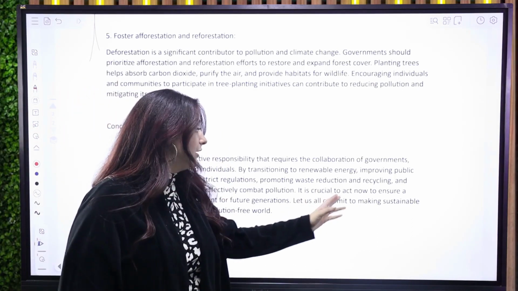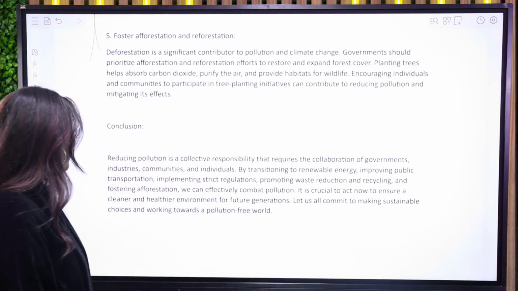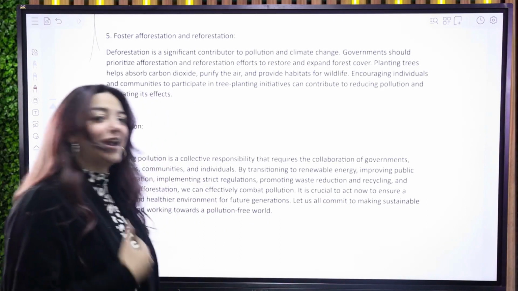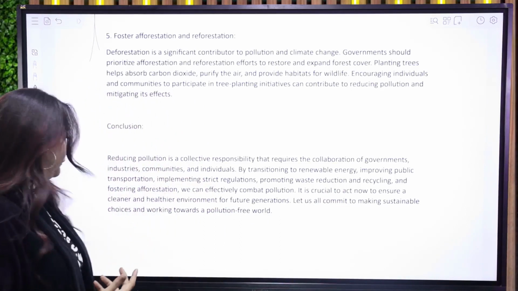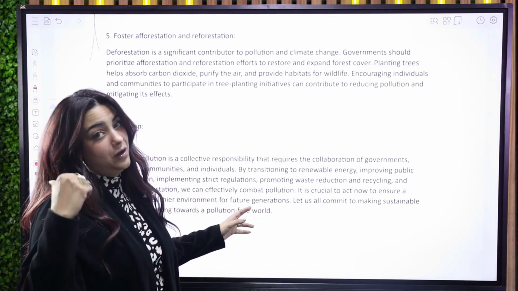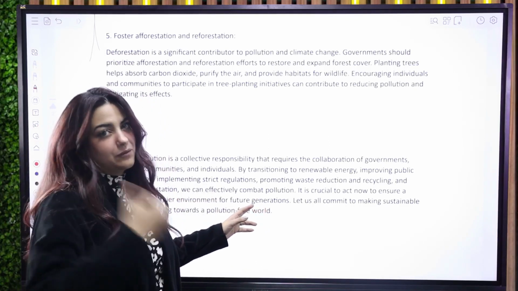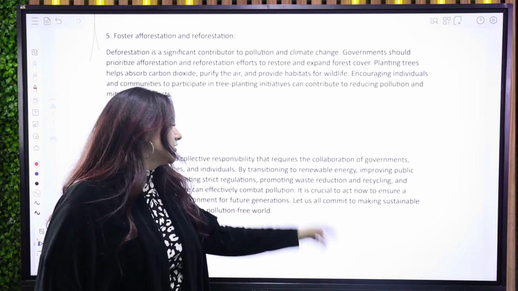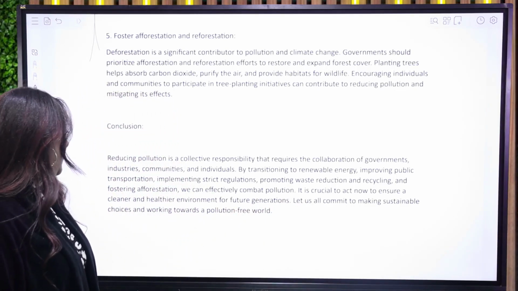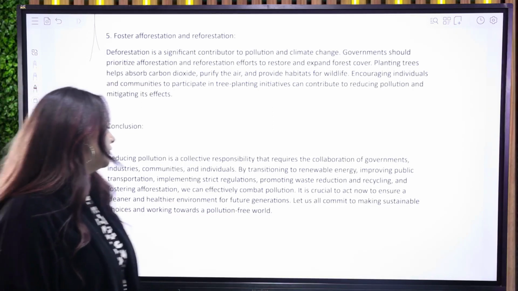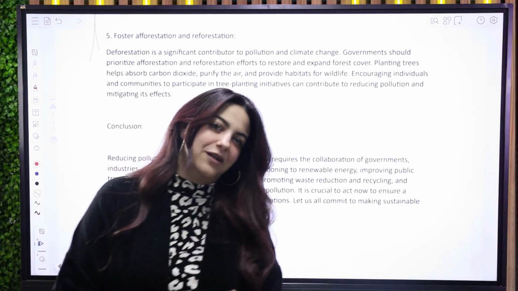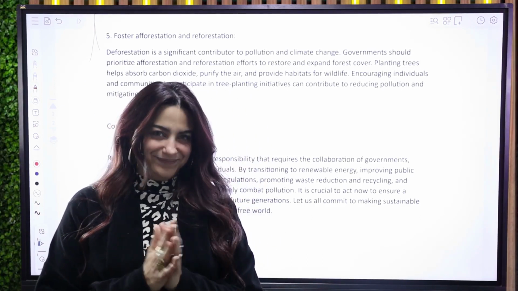And it's crucial to act now to ensure a cleaner, healthier environment for future generations, or for the previous word I mentioned, posterity. Let us commit to making sustainable choices and working towards a pollution-free world, or a world that is free of pollution, to live a happier life.